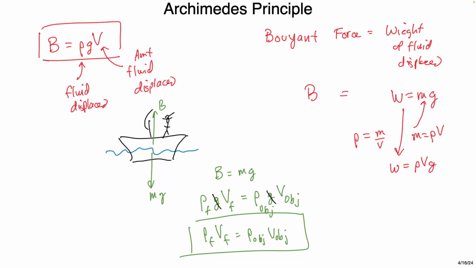But we need an equal sign, don't we? For something to be floating, these things need to be equal. So what compensates if the density of the object is low, but the density of the fluid is high? The volumes are going to switch around, aren't they? And which one's going to get bigger? Which one's going to get smaller?